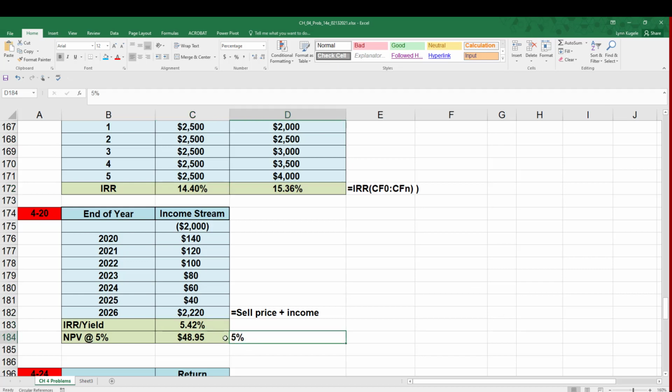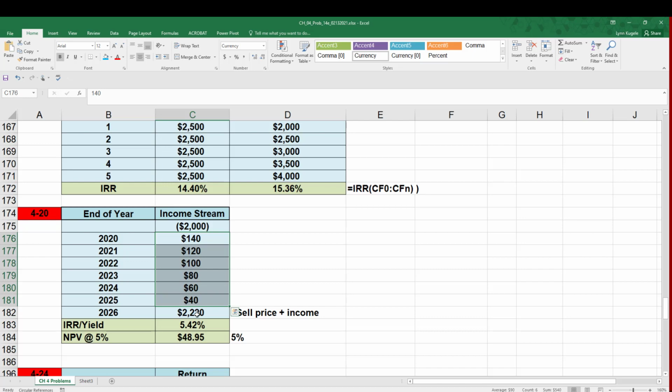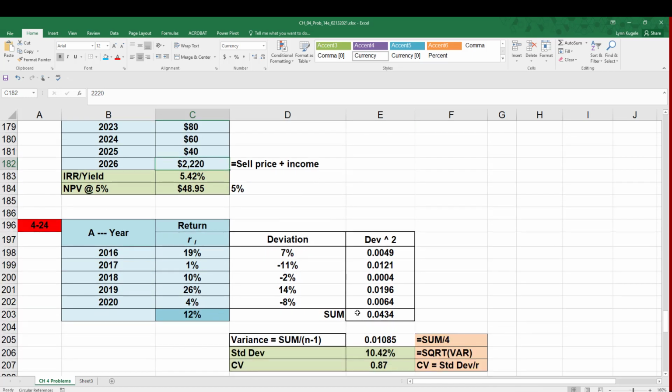Minimum 5%? IRR is 5.42. Yes. Shows in the table. You buy it for that. You get all of those incomes. This is the sell price plus the income for the 2026.